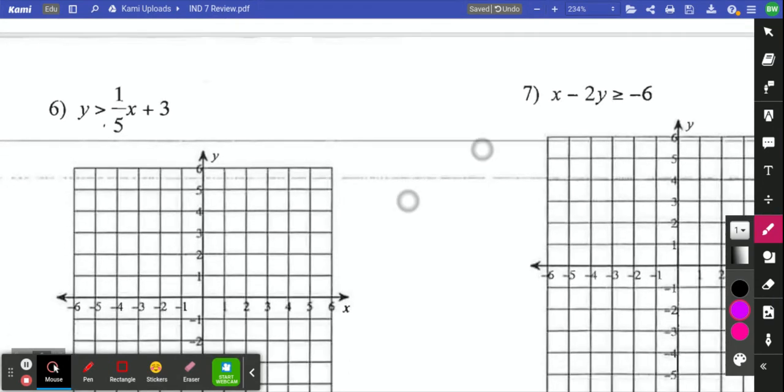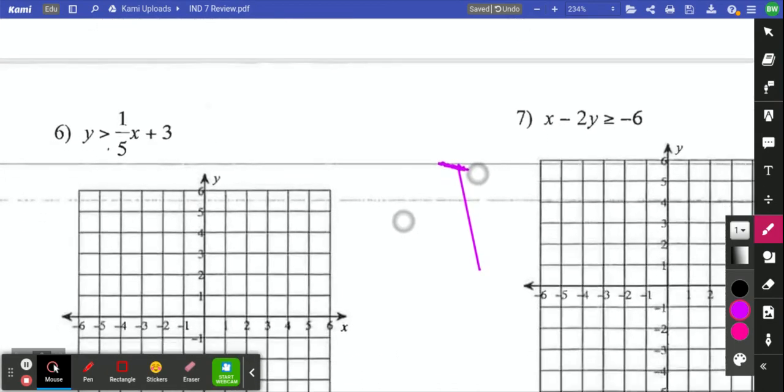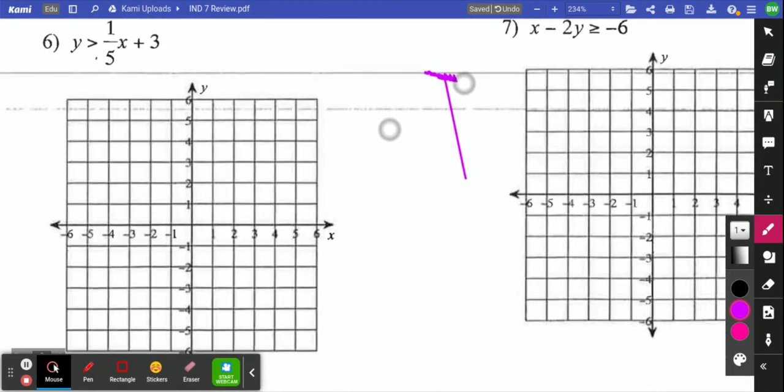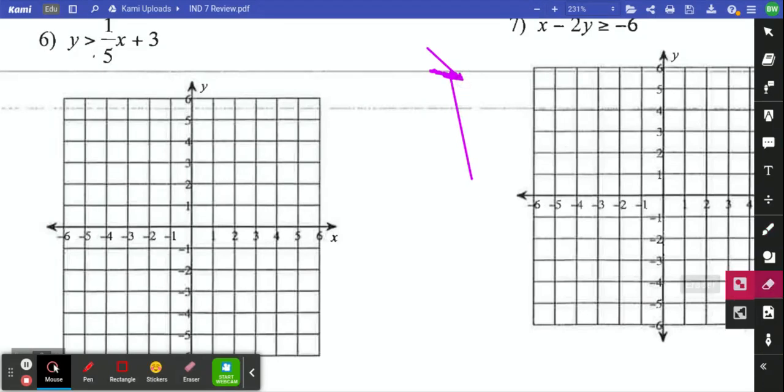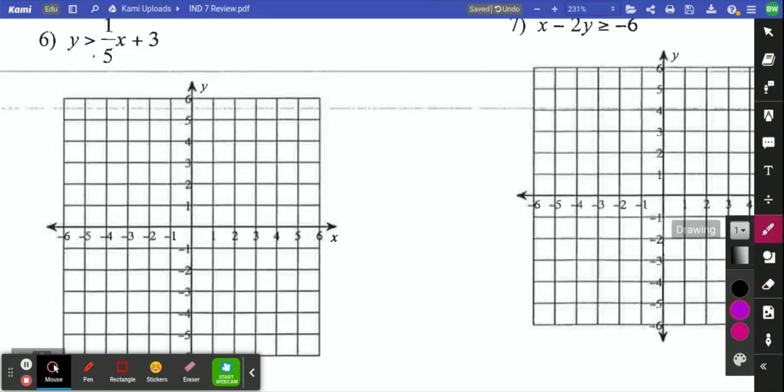And they're being kind to us right now. We have another one that's in slope-intercept form already, right? So we have our slope here of 1/5. We have our intercept of 3. So we go to 3. We're plotting the boundary line, remember here. Or we're going to graph the boundary line first. Our rise over run is 1 over 5. So up 1 over 5. Up 1 over 1, 2, 3, 4, 5.